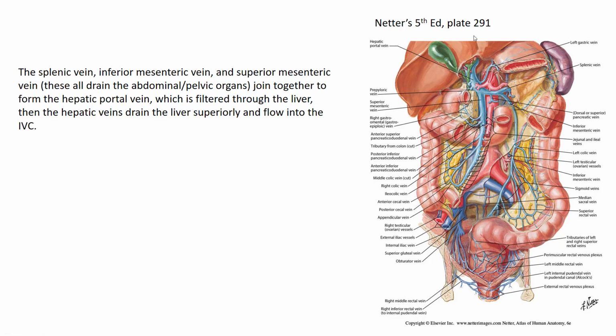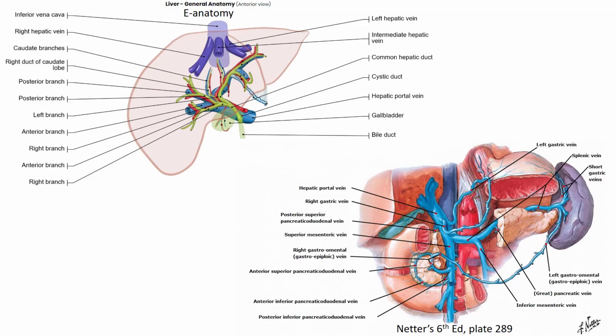and we will see that in the next slide. These two images show that same anatomy in a little bit closer up view so that you're able to see the vessels better. So here's the splenic vein, again coming over from the spleen, the inferior mesenteric vein, and the superior mesenteric vein coming across to join up and become the hepatic portal vein, and then they go into the liver.